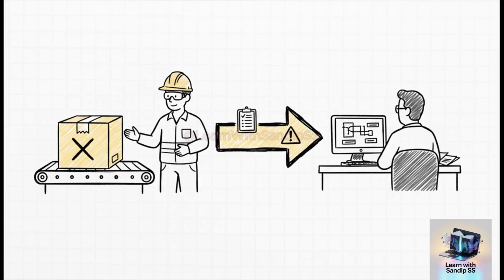So the whole thing really boils down to communication. How does that operator, right there on the floor, get the right information to the engineering team quickly and accurately? They need a clean, digital way to flag the issue and get the ball rolling on a solution. And this is exactly where a system like SAP QM goes from being just helpful to being absolutely essential.